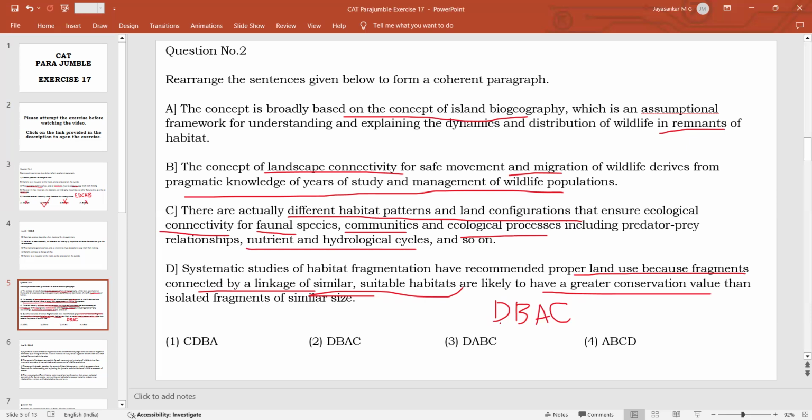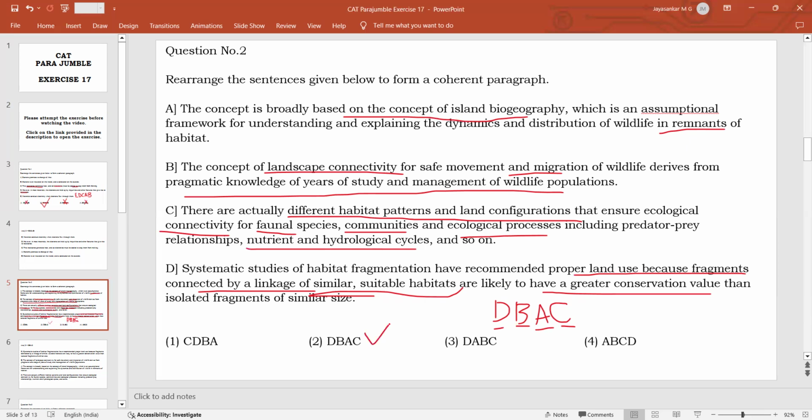First we talk about the need for landscape connectivity between fragmented habitats. Then why it is required: a lot of observations have been conducted, on the basis of which this is very important for management. Then the theory behind this particular principle, which is the concept of island biogeography, and the last sentence, how it can be done. So DBAC is the very clear and correct answer for this particular question.